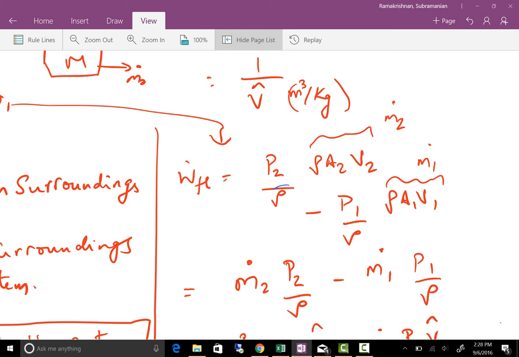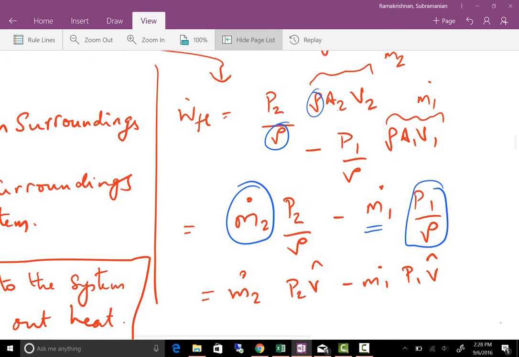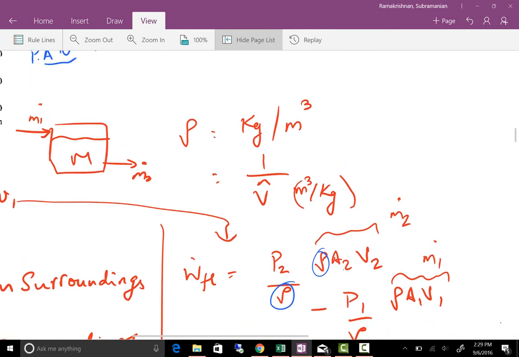All I've done here is multiplied and divided by the density. So now density times area times velocity is nothing but your mass flow rate. So it is nothing but m2 dot times P2 over rho minus m1 dot times P1 over rho. Just simple mathematical manipulation. And 1 over rho is your V cap, right? Rho is your density, kg per meter cubed, and 1 over rho is nothing but meter cube per kg, or your V cap.